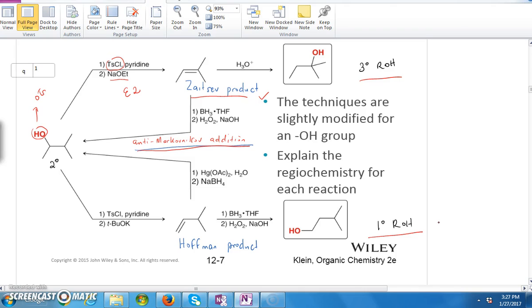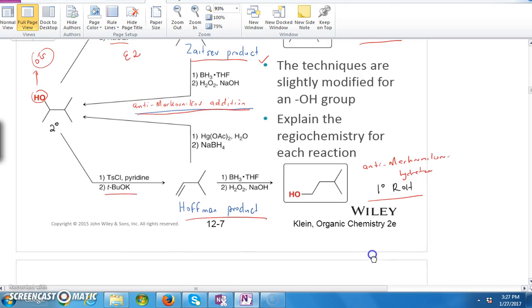will need first to make the Hofmann product. Okay. So you convert the OH to a good leaving group, just like we did in the case of the tertiary alcohol. But this time you'll have to use a bulky base because you want the Hofmann product. Okay, and then you do an anti-Markovnikov hydroboration. So this is an anti-Markovnikov hydration. You see, so that's an anti-Markovnikov hydration.